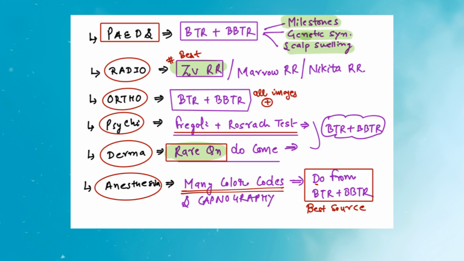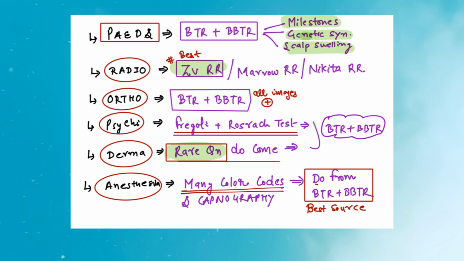Now coming to anesthesia, and here a couple of questions from images can come. For example, the capnography image, the images of the oxygen cylinder or the inhalational gases boxes, and even more questions like that. And all these questions are covered in the BTR and bonus BTR of Zanavora ma'am. So you don't need to go for any extra source after doing BTR and bonus BTR for images of anesthesia.